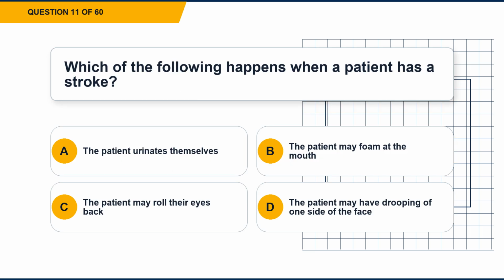Question 11. Which of the following happens when a patient has a stroke? Option A. The patient urinates themselves. Option B. The patient may foam at the mouth. Option C. The patient may roll their eyes back. Option D. The patient may have drooping of one side of the face.